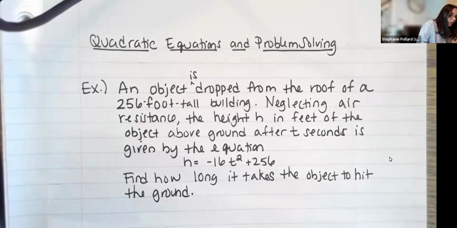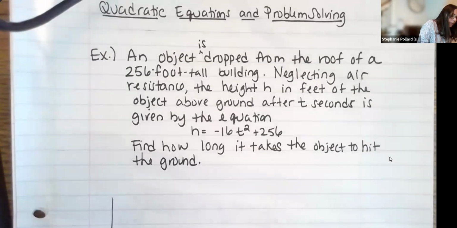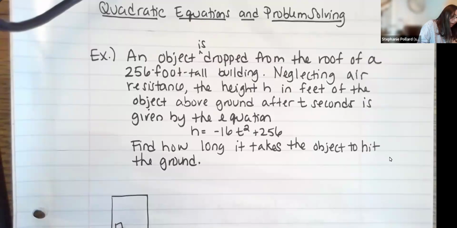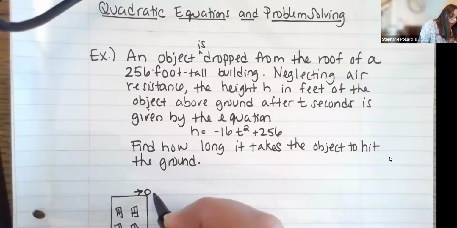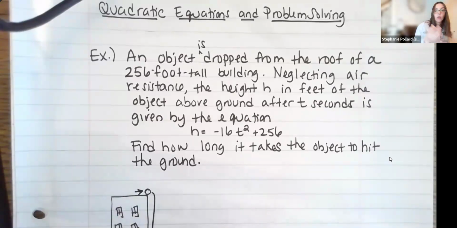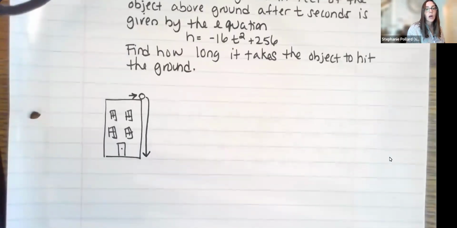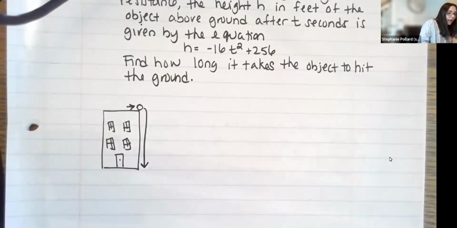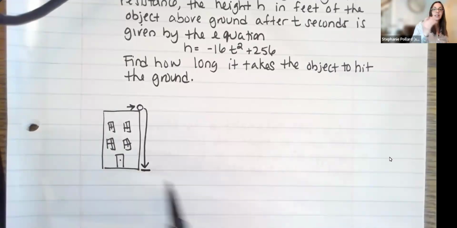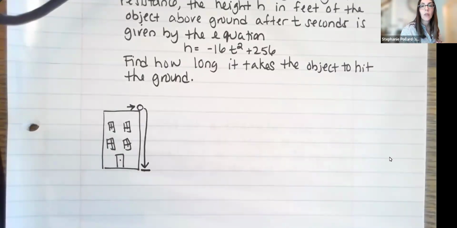So, what's happening here is, you have some sort of building. All right, so here's my building. And there's going to be an object on top of the building that's going to just be dropped, right? So it's just going to be kind of just dropped right off of it, and it's going to obviously head towards the ground, right? So our goal here is to figure out, well, how long does the object take to actually hit the ground? So think about what that means.